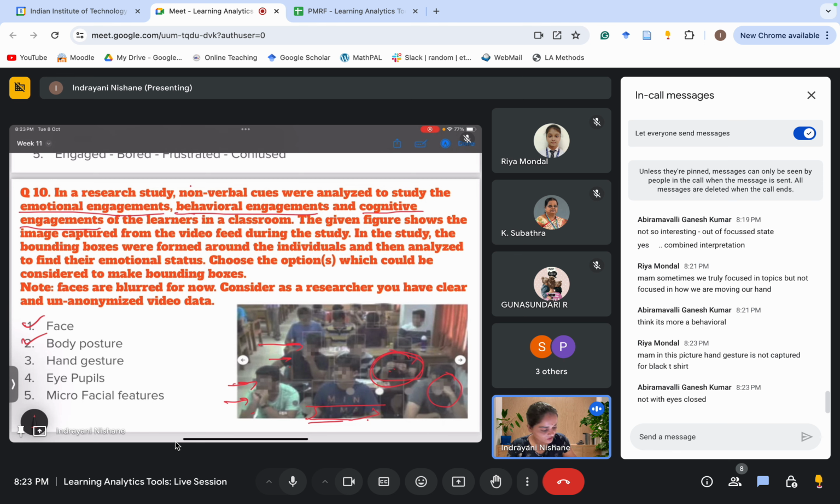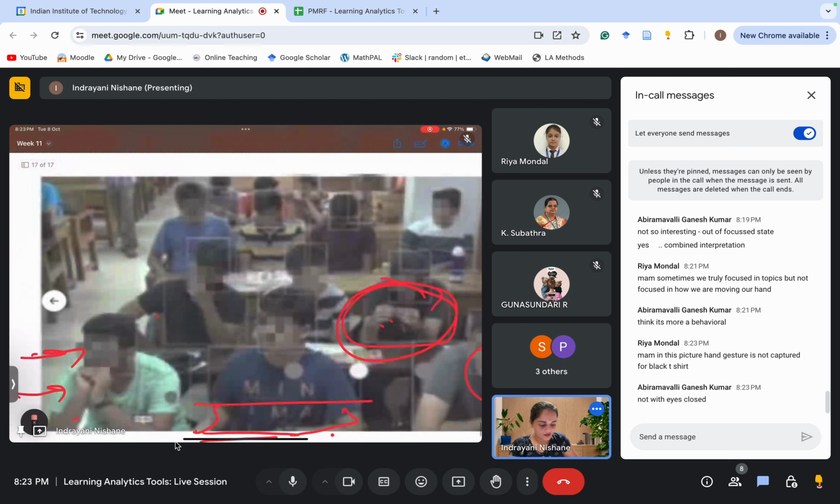It is captured because there is a bounding box over here. The bounding box is not like this but like this. So we are capturing the hand gesture also. If you see closely, can you see this line?